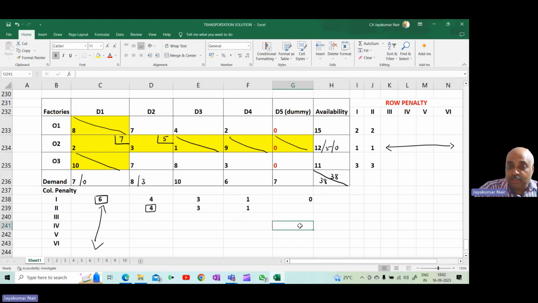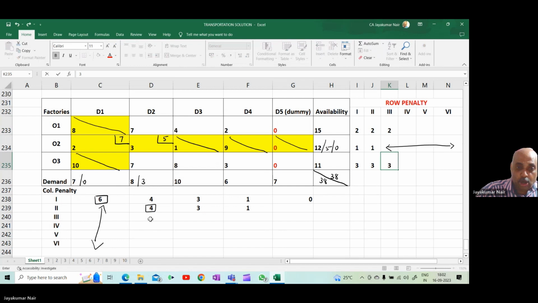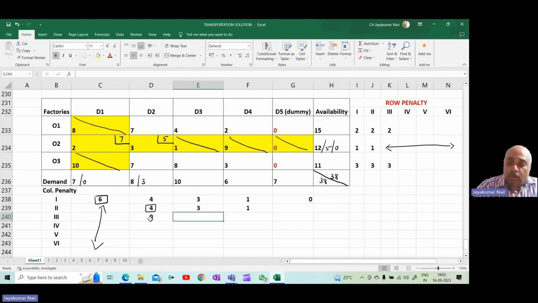Again, calculate what is the penalty cost. What is the penalty cost? 0 and 2 is 2. 0 and 3 is 3. Column penalty 7 and 7 is 0. 4 and 1. Here it is 0. So which is the highest? Highest is 4. So make the allocation to this particular column.